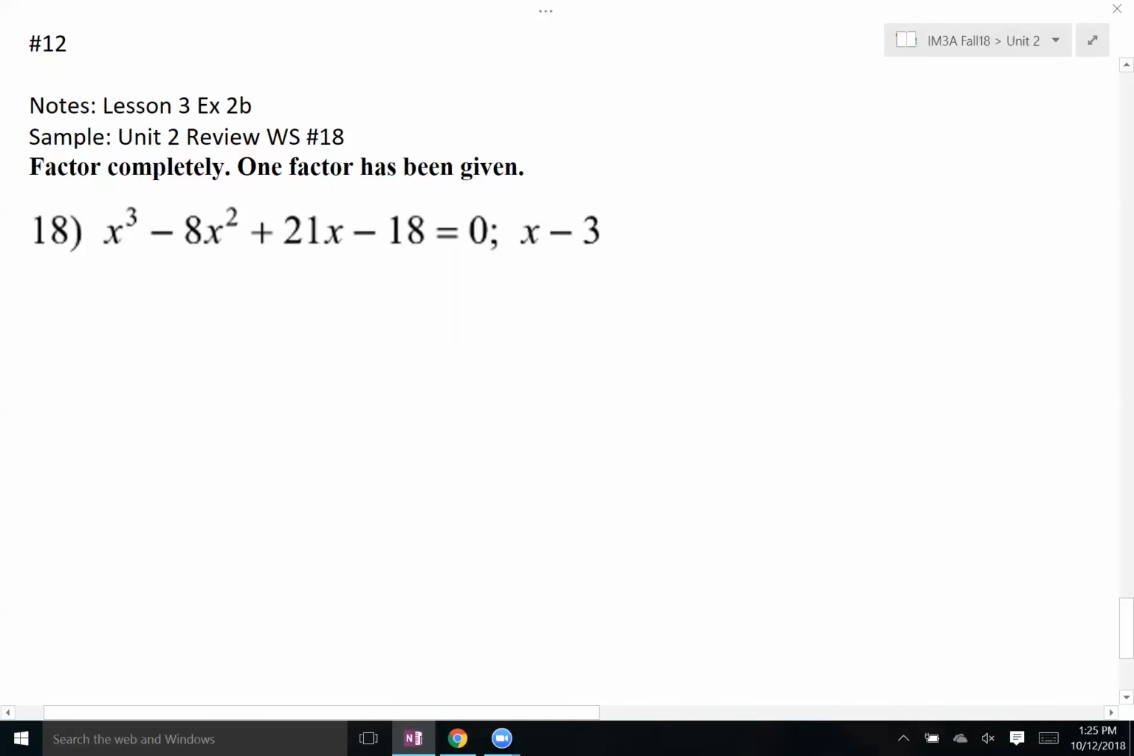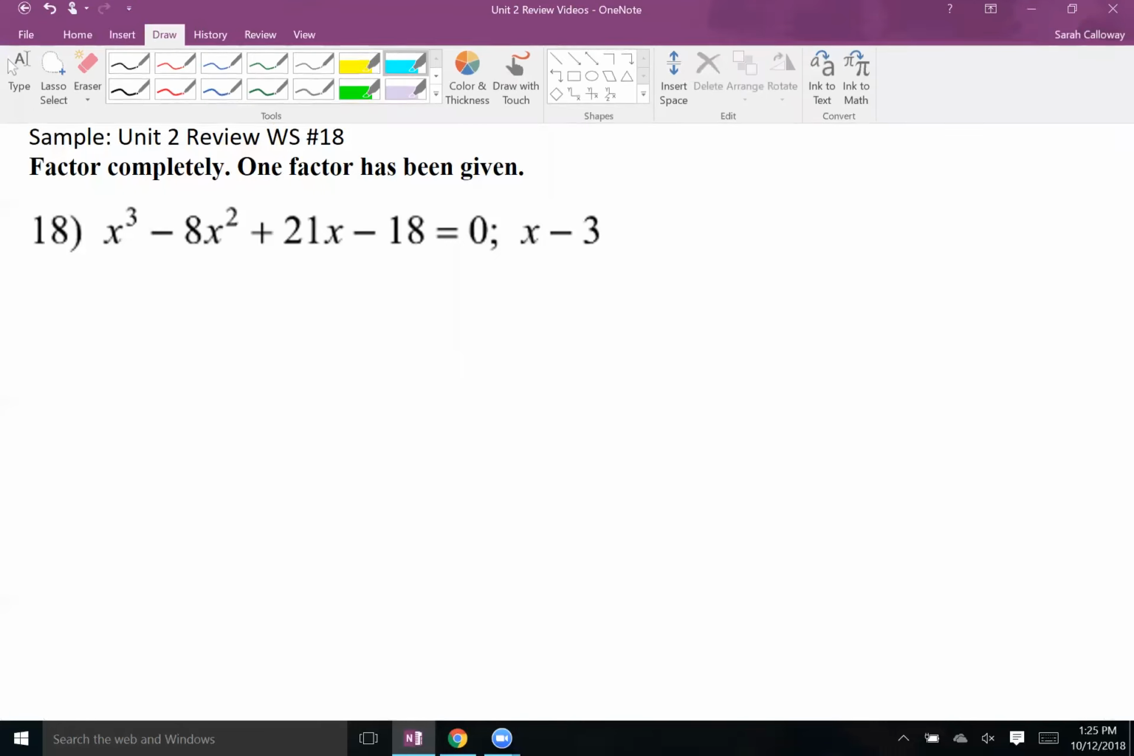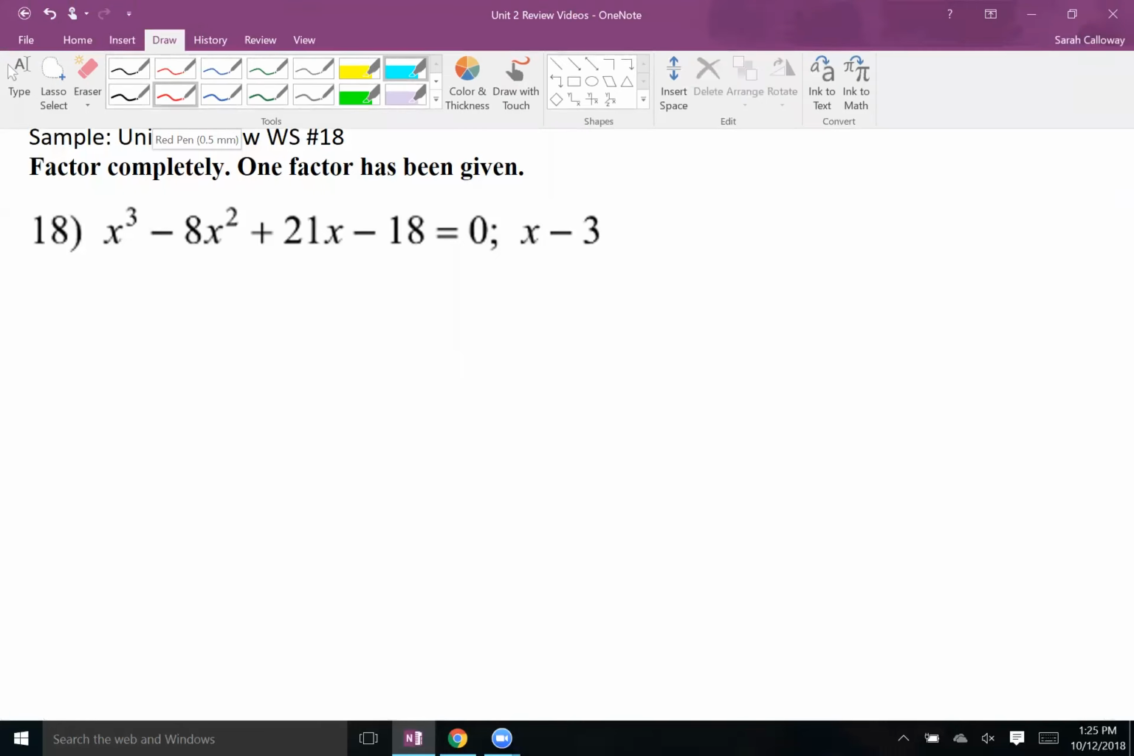The next question on the retake review is similar to question 18 from the Unit 2 review, which was also covered on Lesson 3, Example 2B. This asks us to factor completely when one factor has been given. They're giving us something that we don't have a tool to factor, but they're telling us one of the factors of it, so that if I divide by that factor, I have a quadratic that I can factor.